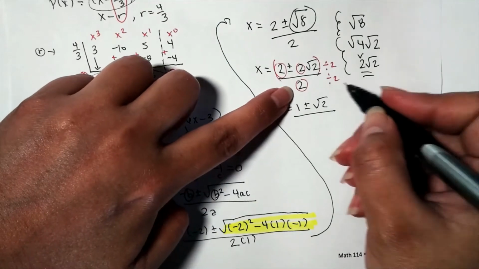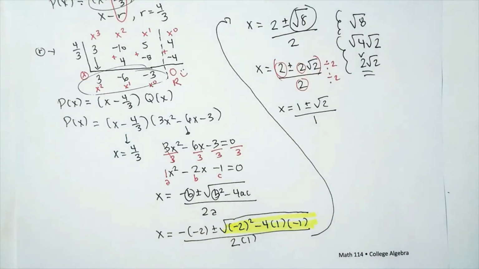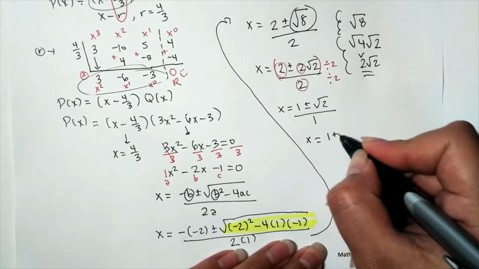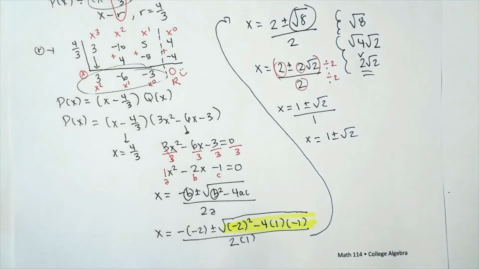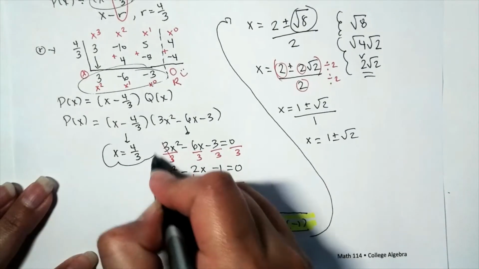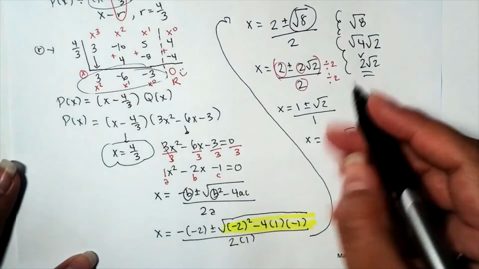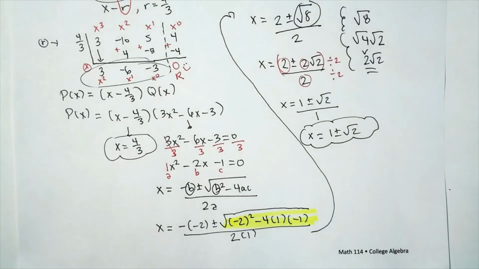Denominator, 2 divided by 2 is 1, but if the denominator is 1, there's really no need to write it, so that will give us just 1 plus or minus square root of 2. So we did it, guys. Let's just go ahead and summarize it. We've initially found that 4/3 is a 0. I can't project it right now, and thanks to our additional hard work, we found the remaining 2 zeros.